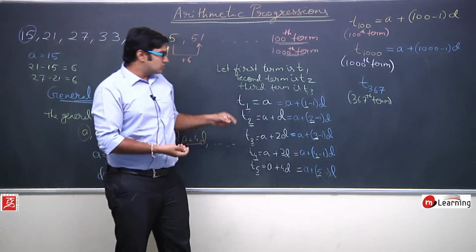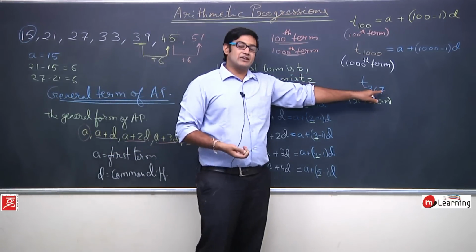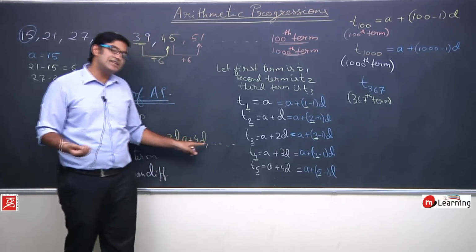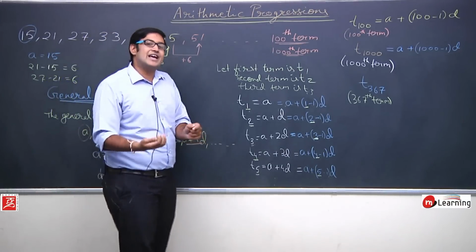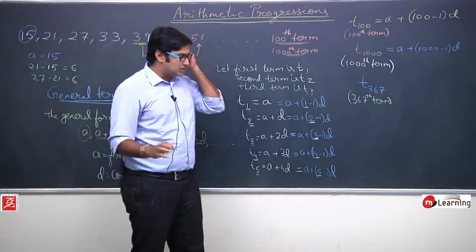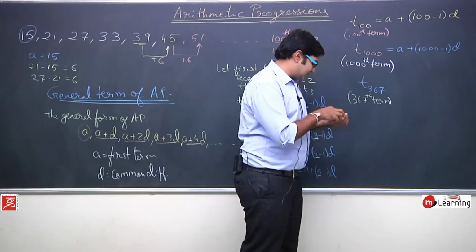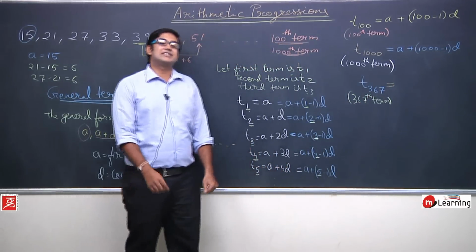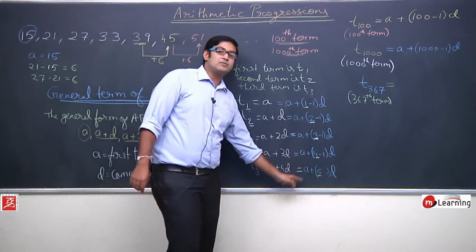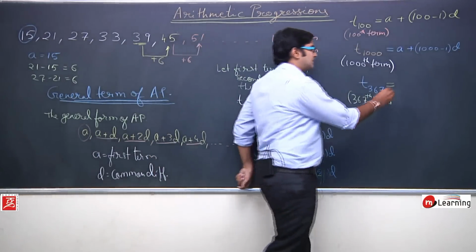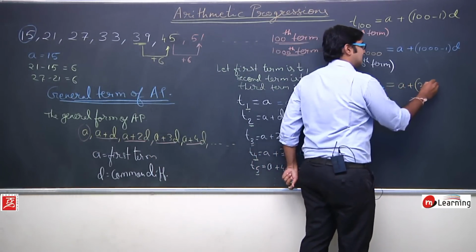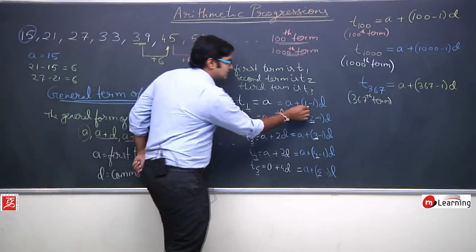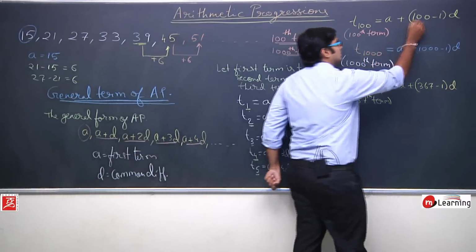It doesn't matter. This series can contain 400 terms, this series can contain 367 terms, this series can contain 1 lakh terms. It doesn't matter. T367 will represent the 367th term, and what will be the 367th term? From this observation, I can write T367 represents a plus (367 minus 1) d, because the only thing which is changing is this number.